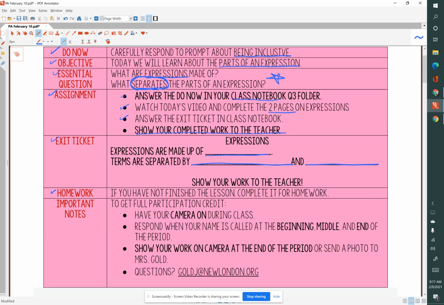So remember, camera on helps me get to know you and you get to know me. Respond when your name is called at the beginning, middle, and end of the period. Show your work on camera at the end of the period. If you're having trouble with your camera, let's get you another computer if that's needed, and I'll tell you how to do that. Or you can send a photo to me at that email right there.